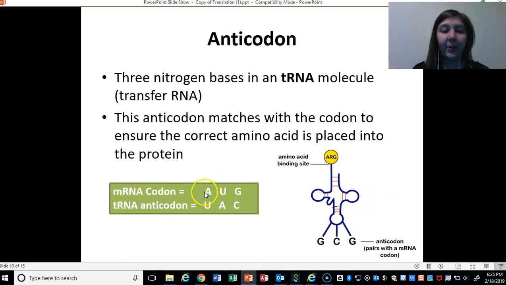So if our mRNA codon was AUG, which is what we always start with, our tRNA codon would be UAC, and then that would transfer methionine.